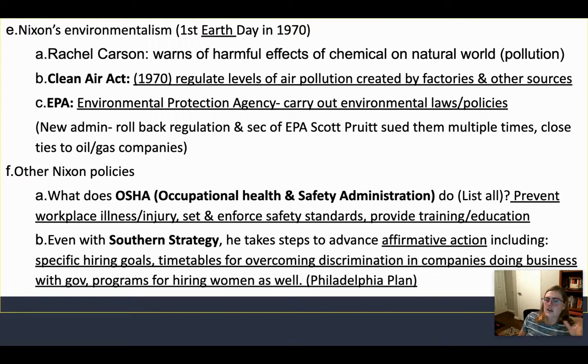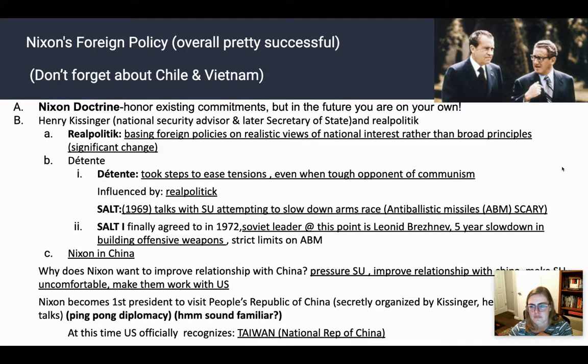All right, and then even though he's talking about the Southern strategy, he does take some steps to advance affirmative action, which we'll talk about a little bit later in this unit. Essentially, he's playing the field. He's trying to figure out how far he can push some things and maintain political power. All right, on foreign policy.